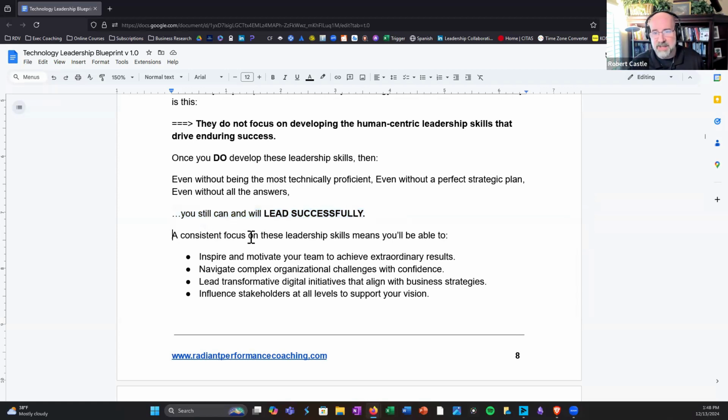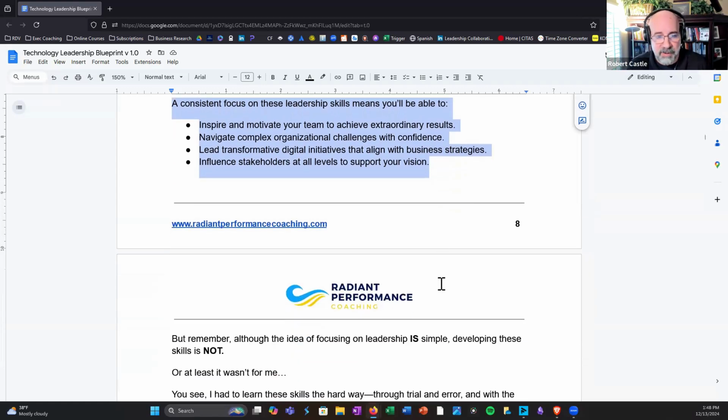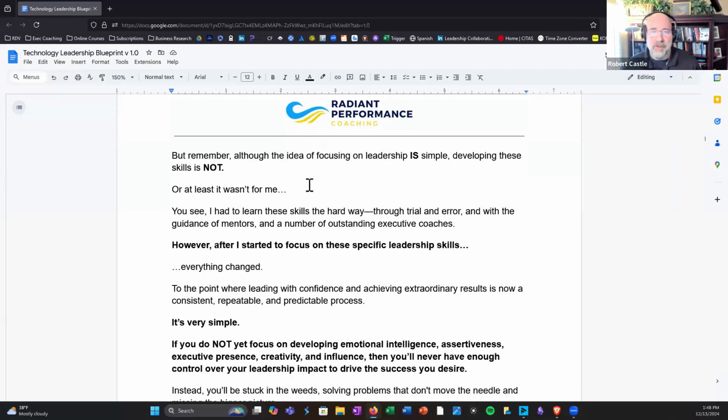A consistent focus on these leadership skills means that you'll be able to inspire and motivate your team to achieve extraordinary results, navigate complex organizational challenges with confidence, and lead transformative initiatives that align with business strategies. And finally, influence stakeholders at all levels to support your vision. But remember, although the idea of focusing on leadership is simple, developing these skills is not.